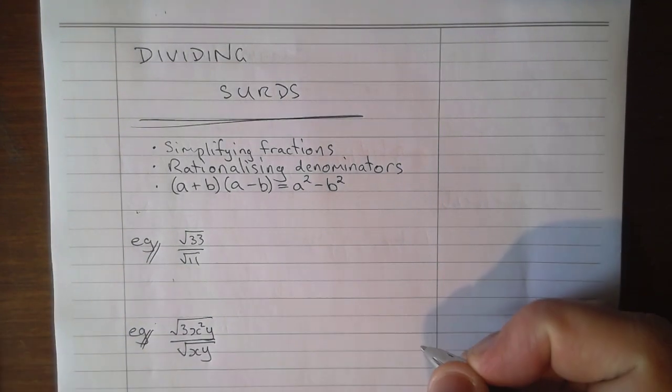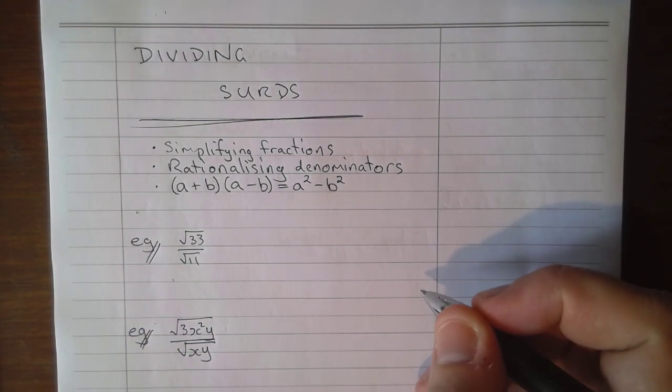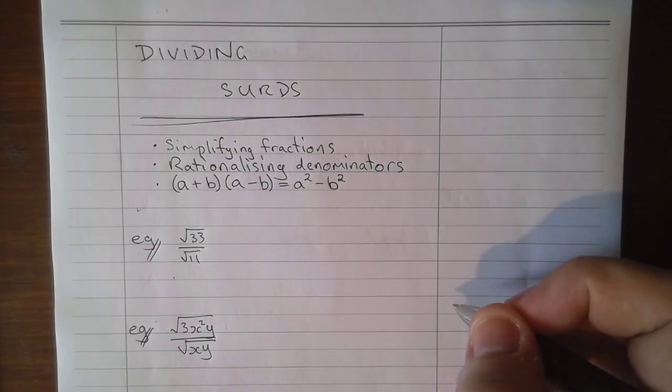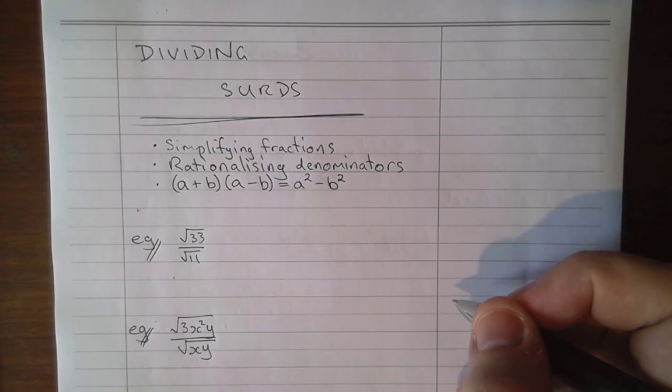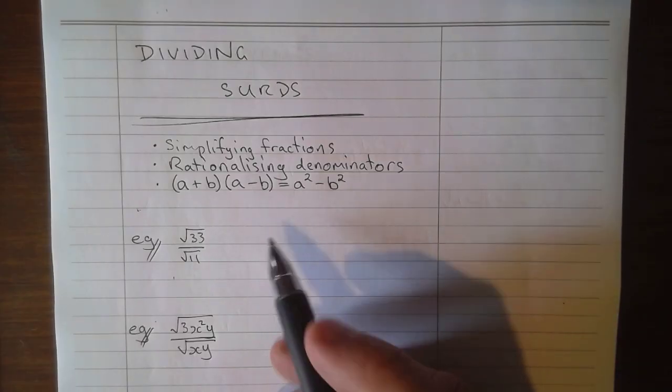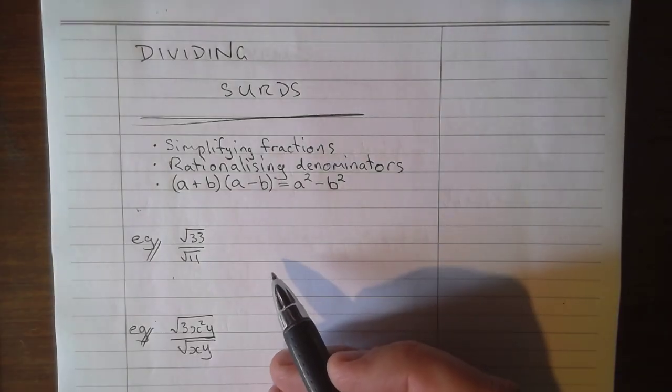Dividing surds is probably one of the most complicated parts of doing arithmetic with surds. So in this video, I'm going to show you a few different examples of things that you might see when division and surds is involved. We'll start off with probably the simplest part, which is just where we simplify some fractions that involve surds.